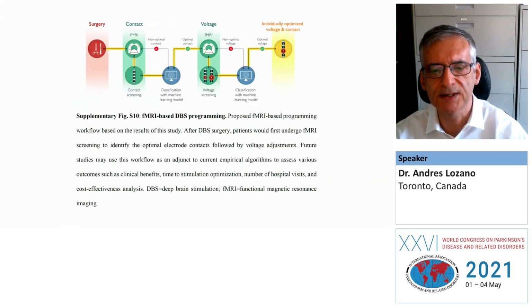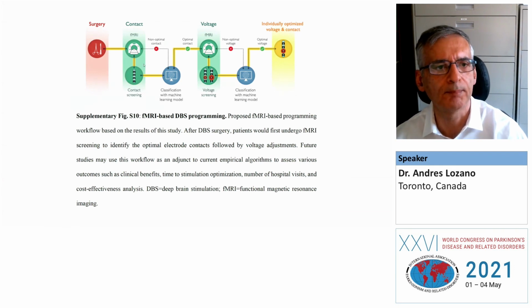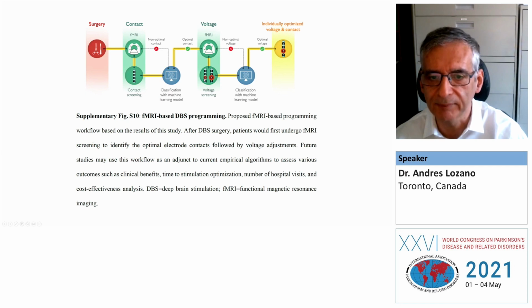So what this means then is that one can establish a machine learning algorithm where the patients have surgery, they have an fMRI to choose which is the optimal contact. We use a classifier and machine learning to identify which is the optimal contact. We can then apply different voltages at the optimal contact and choose the best fMRI signal from these various voltages to choose the voltage. We can use a classifier, and then we can come up with a combined optimal contact and optimal voltage for these patients. And indeed, this is what we've done.